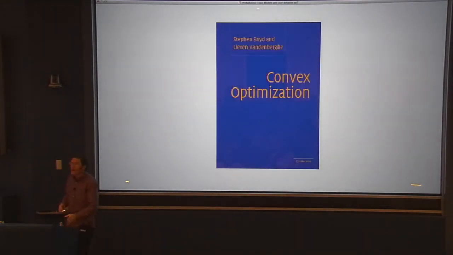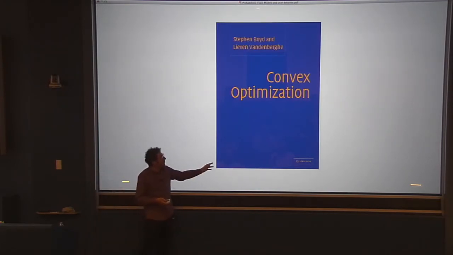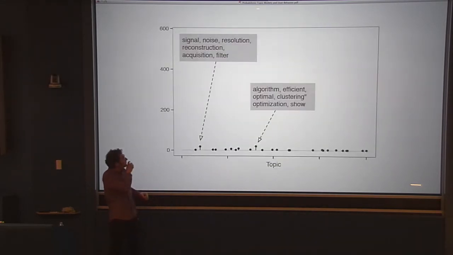Here's another example. How many of you know this book? Okay, good. So what's this about? It's about one thing, right? This book is about convex optimization, and it's an amazing book. And the authors made it free online, so it's what taught many of us convex optimization in graduate school. And here again is the topic representation of the convex optimization book.